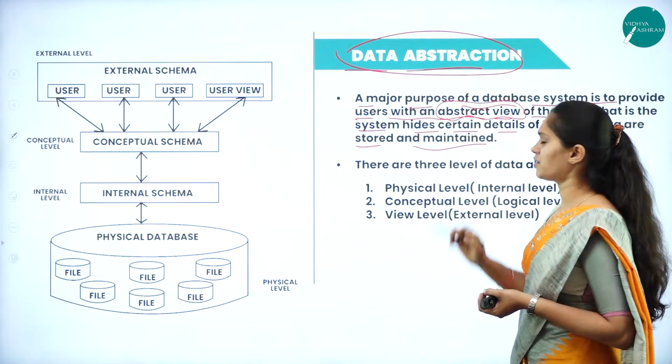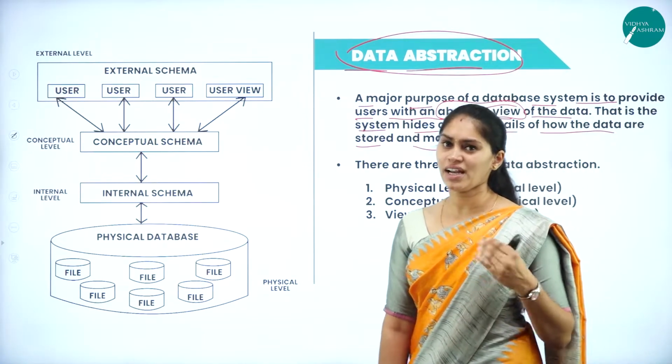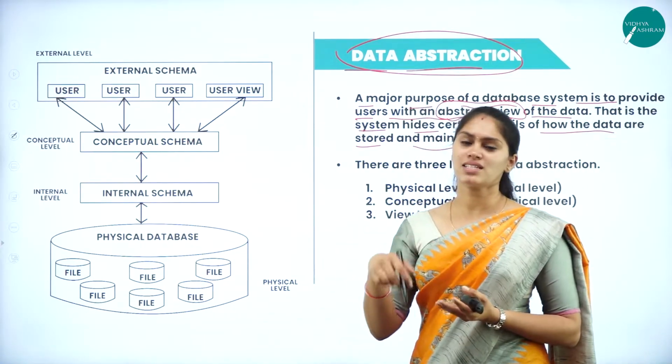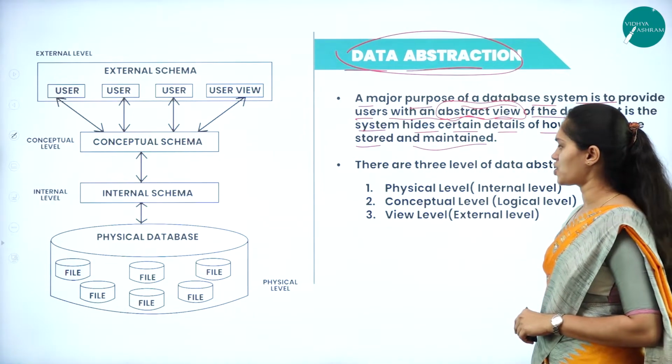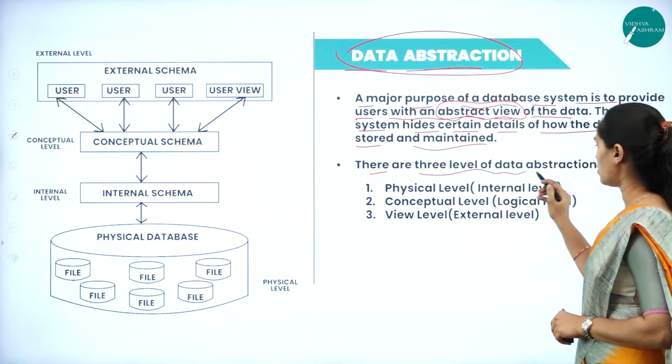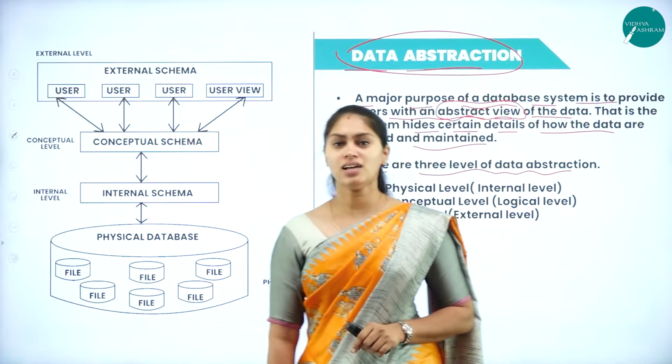So in this abstract view, they will get to know how to use it or how to get the benefit out of it, instead of thinking about how these things have happened. That is related to data abstraction. So there are 3 levels of data abstraction. Remember, there are 3 levels of data abstraction.